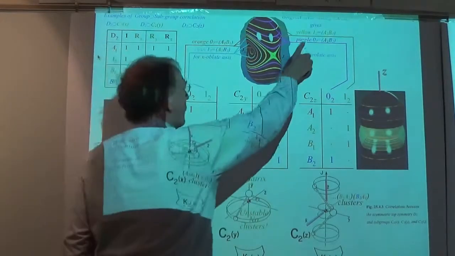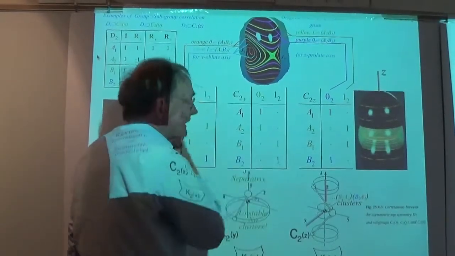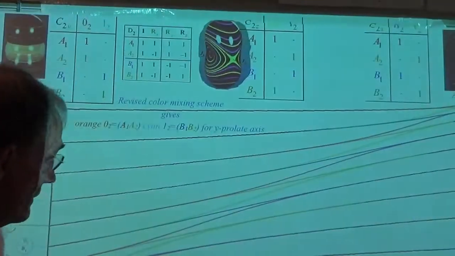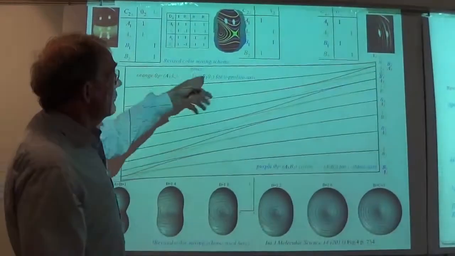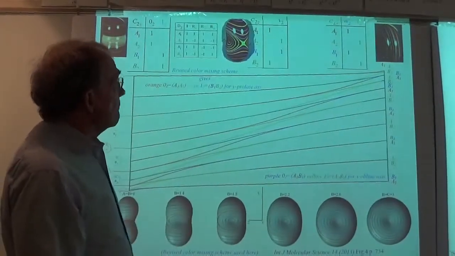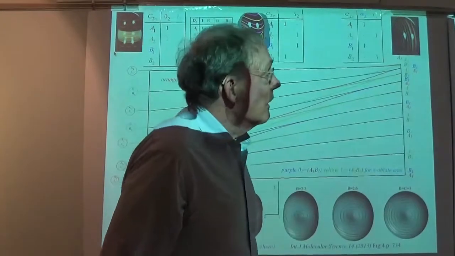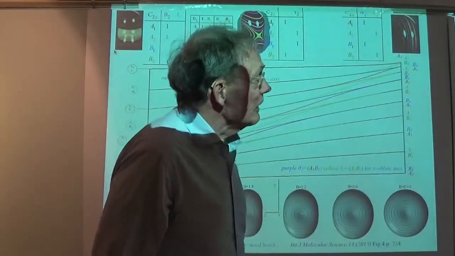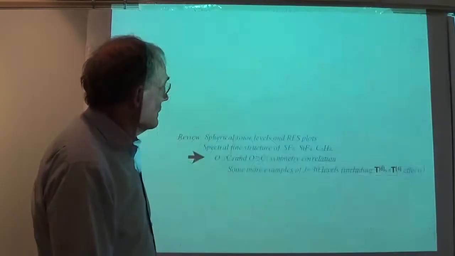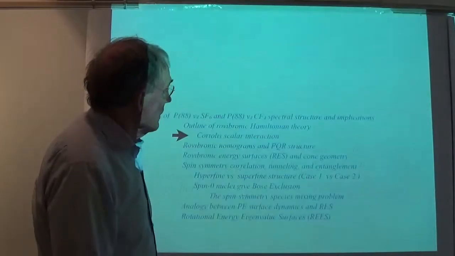So there are the yellow and the purple trajectories there. There are the orange and cyan there. The best we could do now was this, a revised color mixing scheme, but it isn't as good as that one. So I wanted to point that out. Okay, and then up further in lecture 27, I'll just go there very quickly to the end of this discussion.